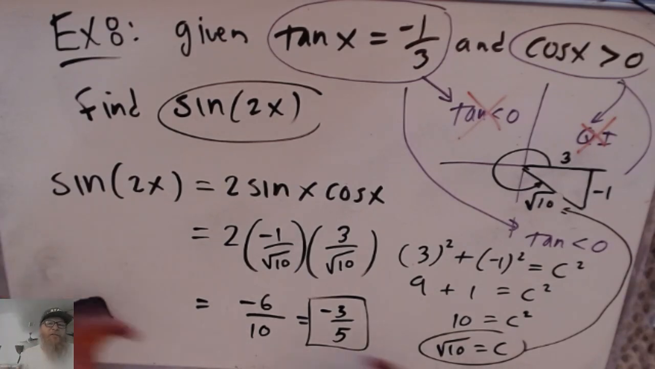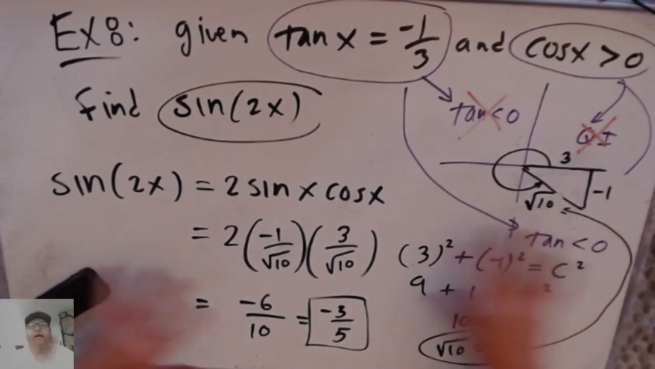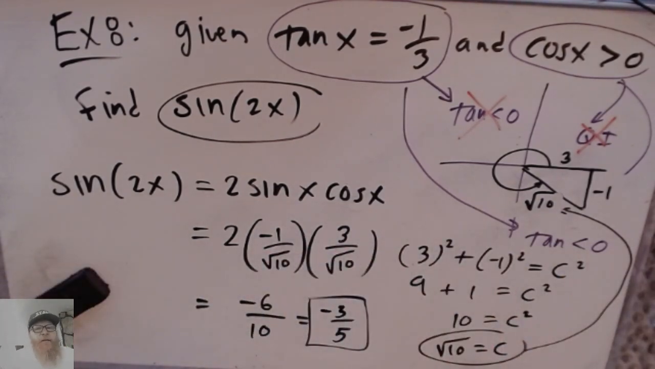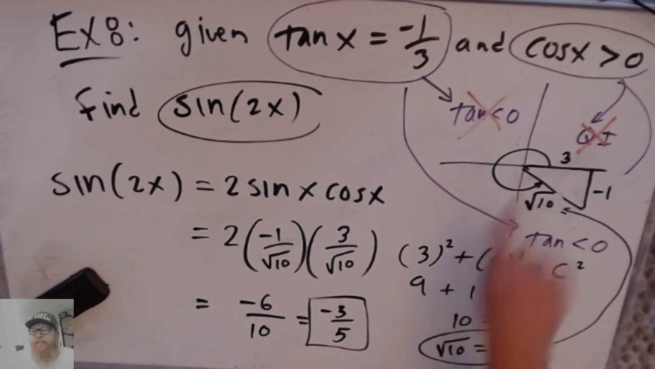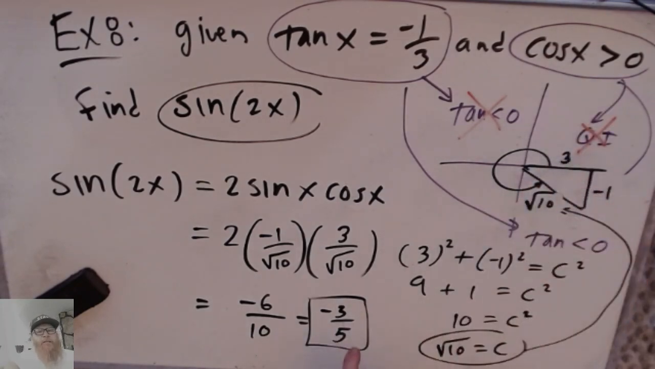So that concludes the double angle formulas for sine, cosine, and tangent with some various instructional differences. Pay attention to the quadrants.